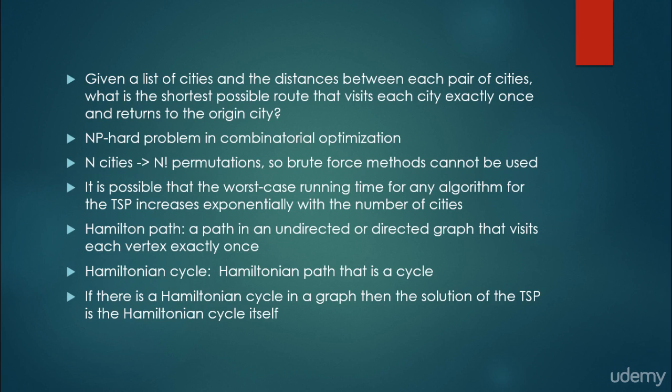So what is a Hamiltonian path? It is a path in an undirected or directed graph that visits each vertex exactly once. Another important path in a graph is the so-called Euler path. In an Euler path, we visit each edge exactly once, and in the Hamiltonian path, we visit each vertex exactly once. A Hamiltonian cycle is of course a Hamiltonian path that is a cycle, and if there is a Hamiltonian cycle in a graph, then the solution of the traveling salesman problem is the Hamiltonian cycle itself.